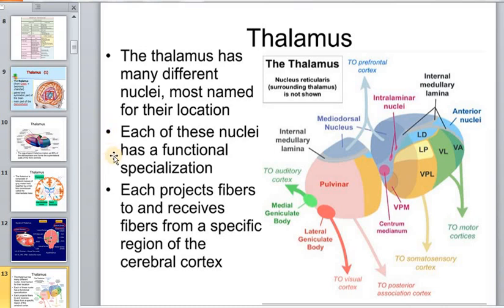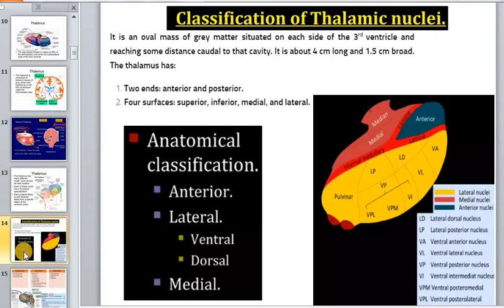Each of these nuclei has a functional specialization. Each projects fibers to and receives fibers from a specific region of the cerebral cortex and from different parts of the body. Do you remember that we have a special part of the brain which does the transduction of information from the body, from the different sense organs and organs of the body, to the brain cortex. And here we see the classification of the thalamic nuclei.